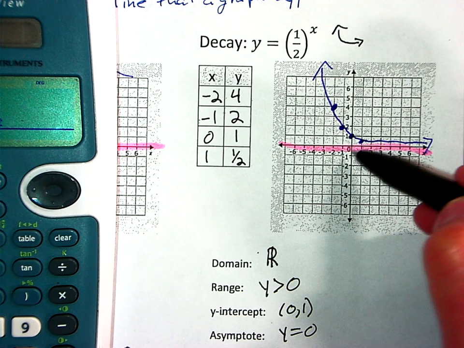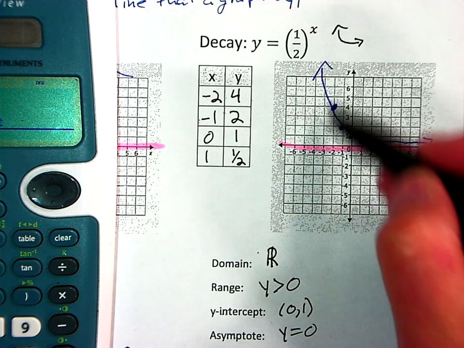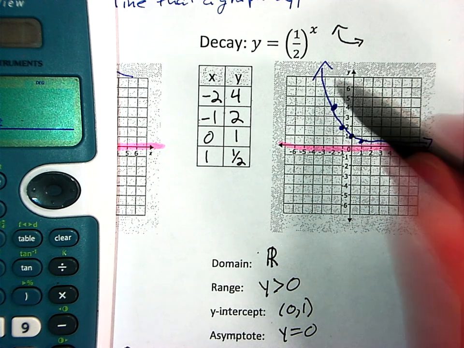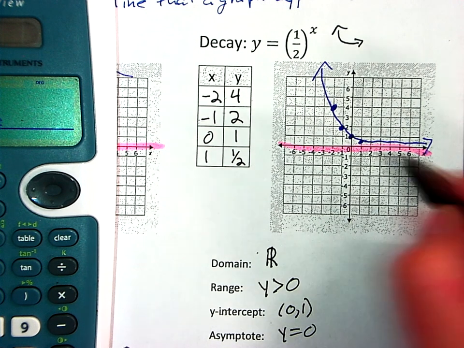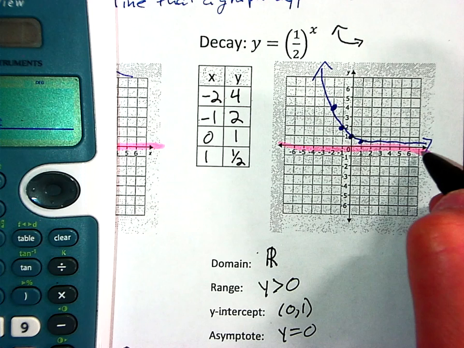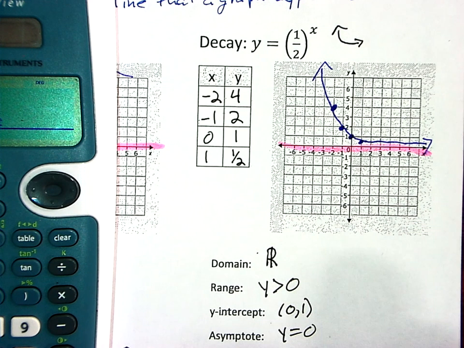Now, from the origin, as I go to the left, it goes up, correct? So it goes up towards positive infinity. As it goes to the right, it approaches my asymptote, but does it actually touch it? No. So the asymptote is at 0, so y approaches 0, but it doesn't actually touch.